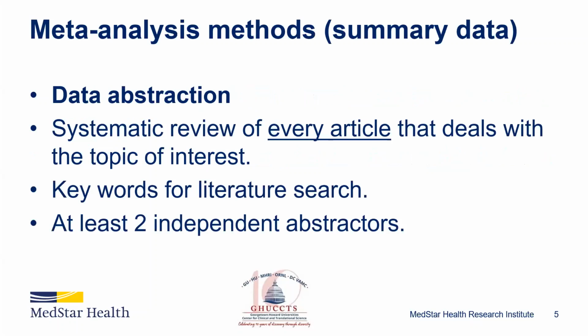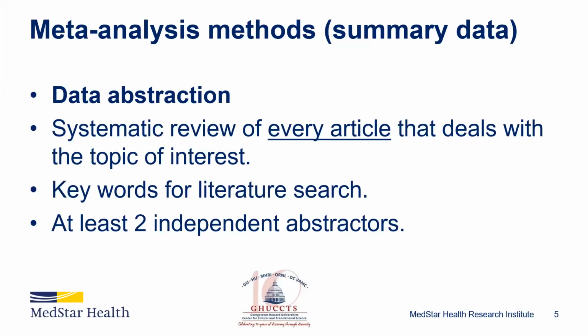So let me go through the methods of doing a meta-analysis. Again, I'm talking about doing a meta-analysis from published studies. In other words, you're basically getting summary data. It begins with a systematic review of the articles that deal with the topic of interest. To do this, you need a librarian, and then you have to come up with keywords for your literature search. There can be a fairly large number of articles, and I'm going to illustrate that later on with a particular study.